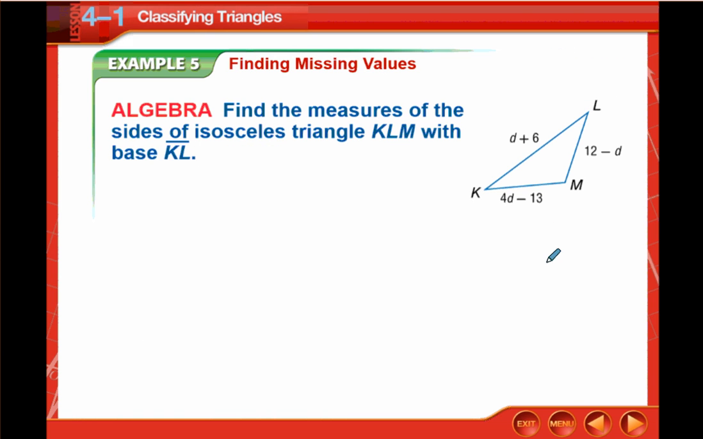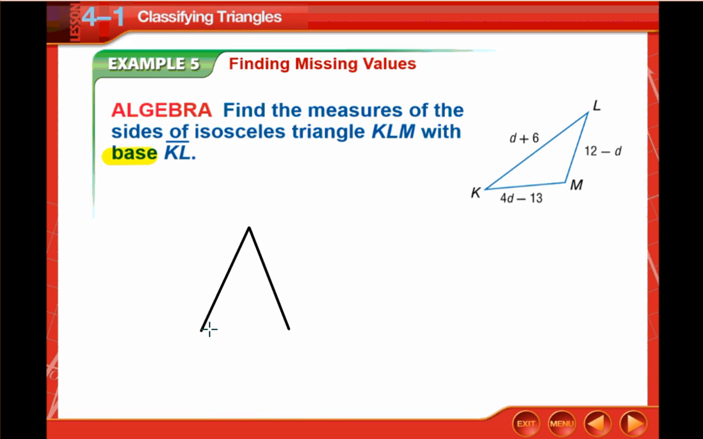All right, let's look at this example. Find the measures of the sides of isosceles triangle KLM with base KL. So here's another word here that we should talk about, the base. An isosceles triangle, if it has two sides that are congruent, we refer to the two sides that are congruent as the legs. So let me just draw a little isosceles triangle here.